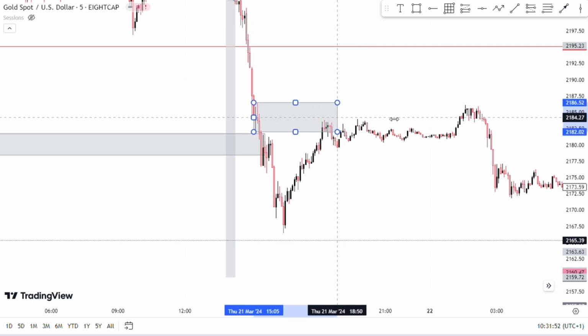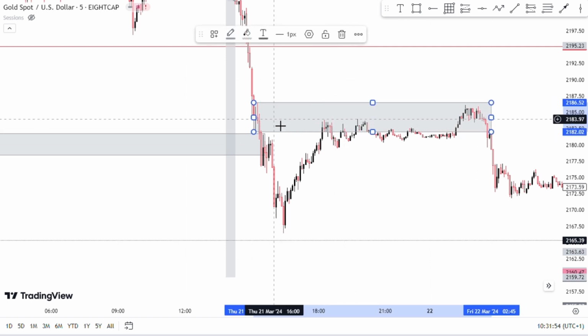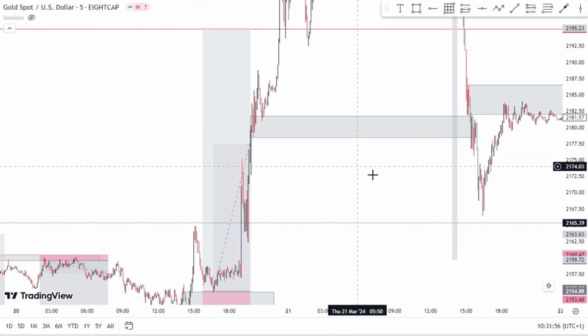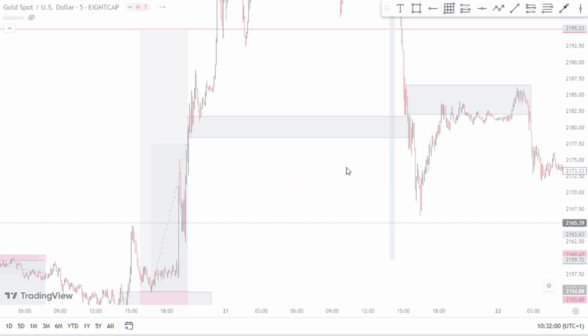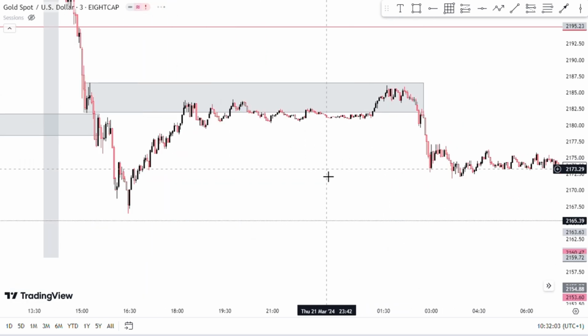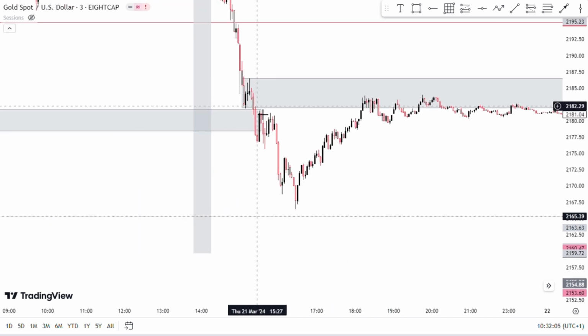But if you go to the 3 minutes time frame, you can also reduce the order block. So that's just for that. So let's just check the 3 minutes time frame. The order block is too big, so let's go to the 3 minutes time frame. You're going to see a clear order block. So this is the order block.